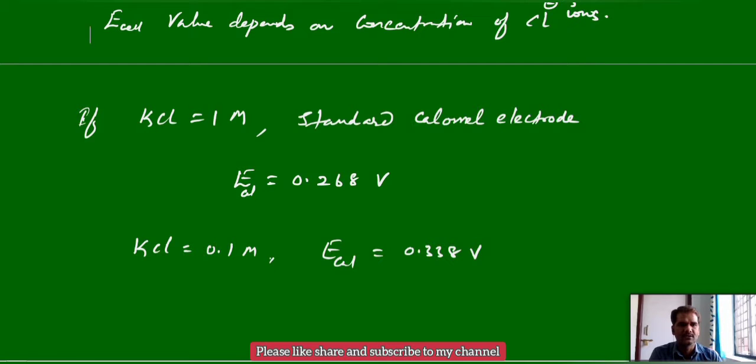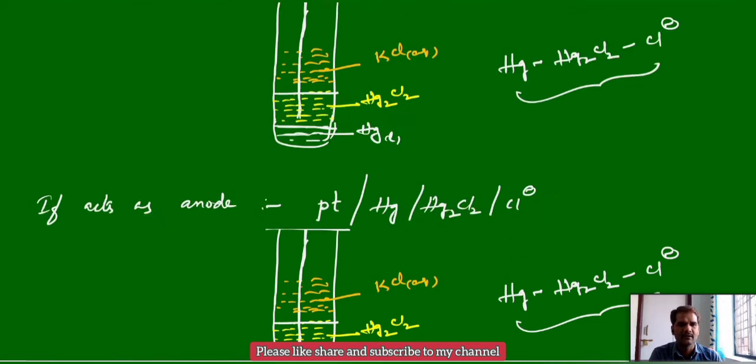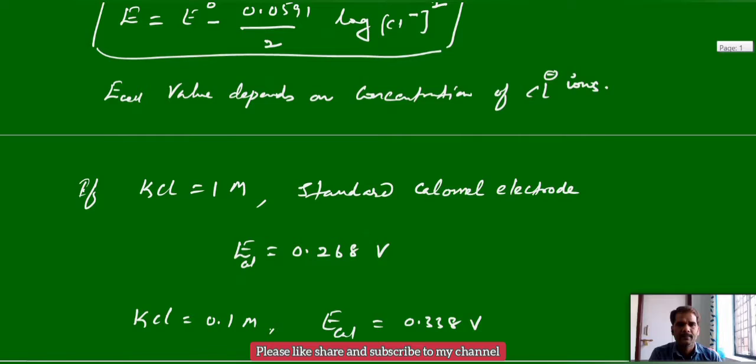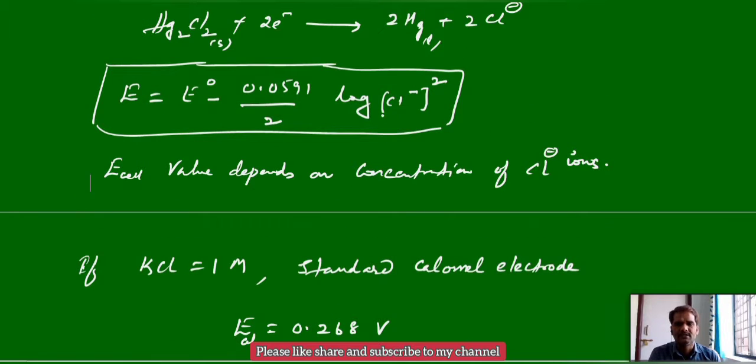You can see in the equation as the concentration decreases, E value increases. So here for E cell values, as the concentration increases, the negative value will increase, then E cell value will decrease. As the concentration decreases, the negative value decreases, the electrode potential value increases. At 1 molar condition, we have 0.268 and if we decrease the concentration, the E cell value will increase to 0.3.